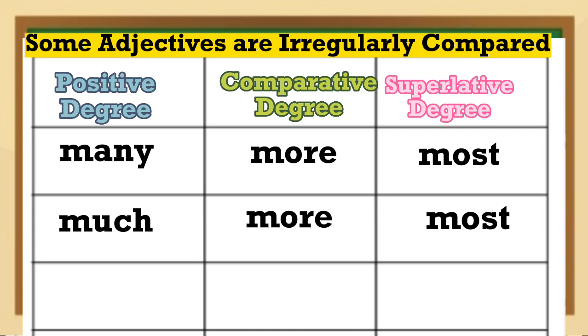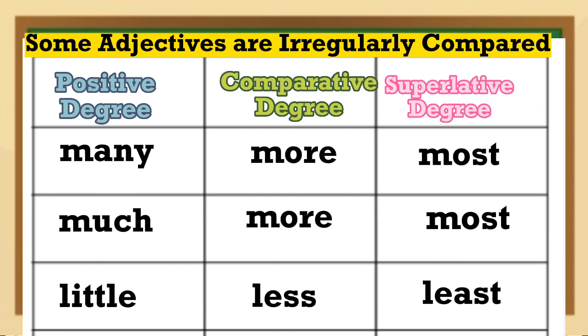Now, let's take a look at the next example. The word little. In positive degree, the word is little. In comparative degree, it's less. In superlative degree, becomes least. Little, less, least.